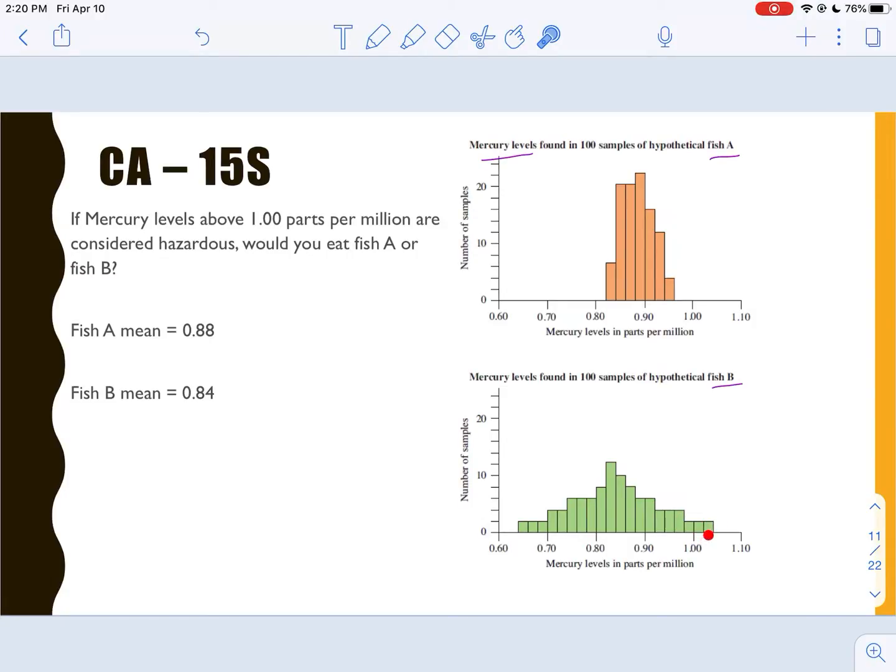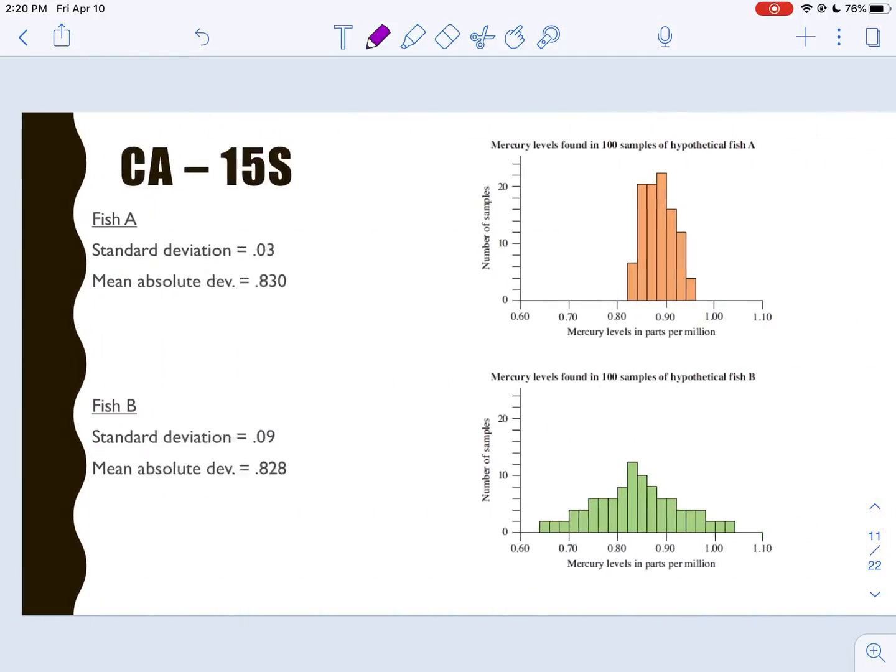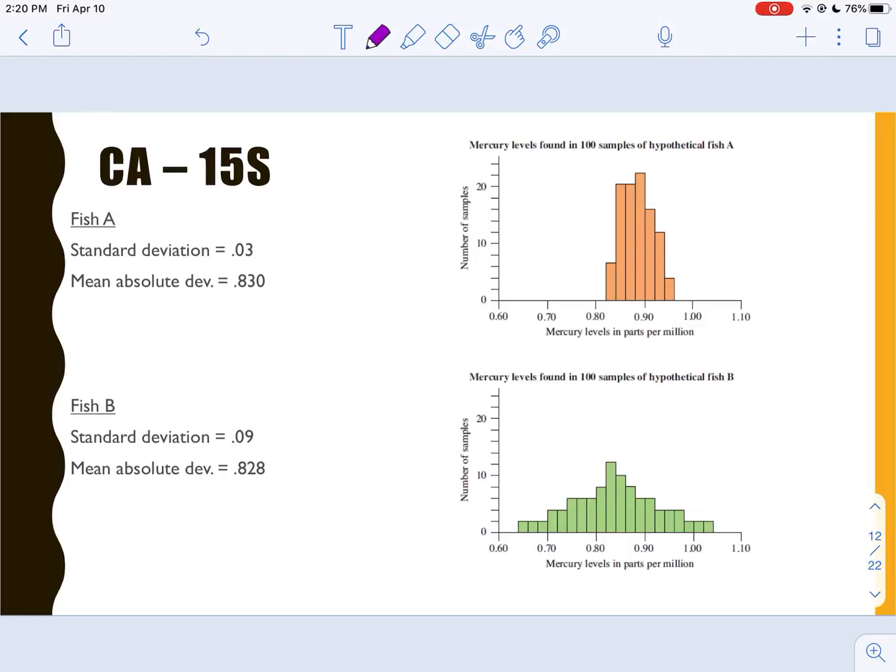We can see here fish B has some, what we'll say are hazardous levels of mercury. I have a chance of getting that, but I also have a chance of having some fish that are much lower. And we call this variation. How varied is the data? How spread out is the data?